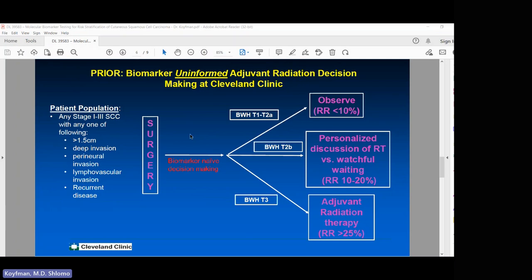So this is the reality we lived in: a biomarker-uninformed adjuvant radiation therapy paradigm at the Cleveland Clinic. This is how we made decisions as of a few years ago. You have your surgery, they have some risk factor that gets them referred to us. And once referred to us, we basically put them into three buckets. If they're a Brigham T3, we believe they have a high enough risk, probably 30%, so we offer all of them adjuvant radiation therapy. The relative risk is about 25%, and we aim to reduce that to 10 to 15%. We do not currently offer them adjuvant immunotherapy off trial. Some of them will have adjuvant immunotherapy on a research study that's open here.